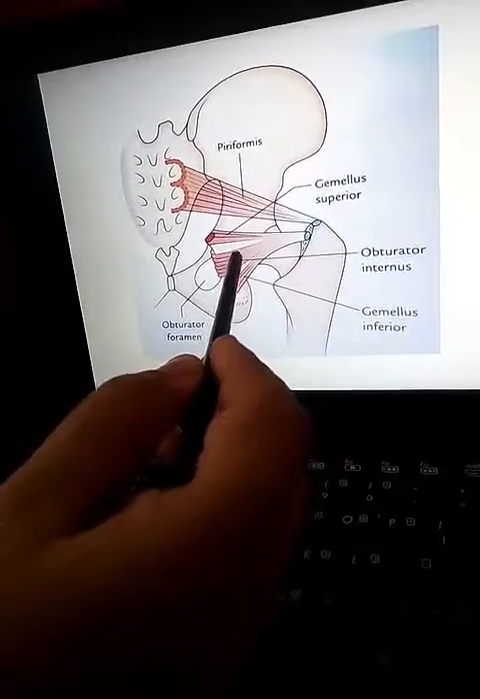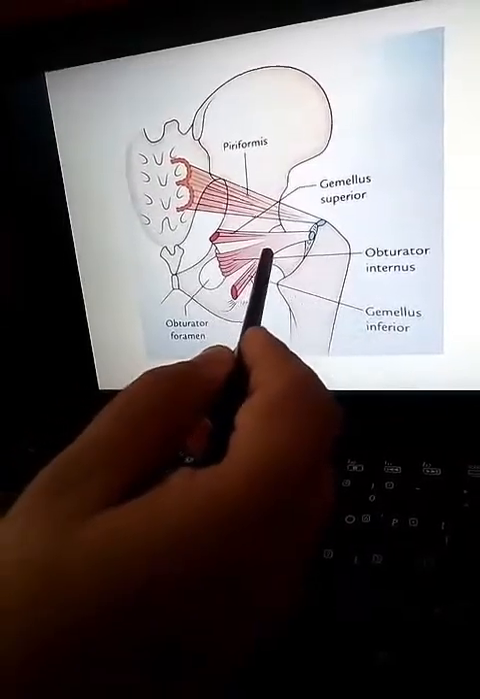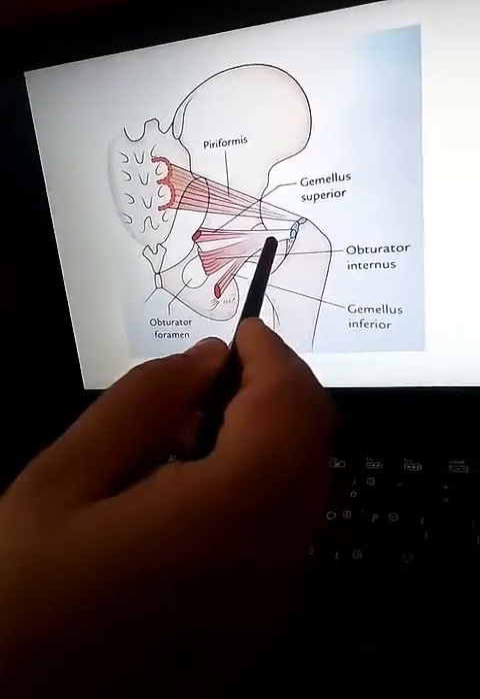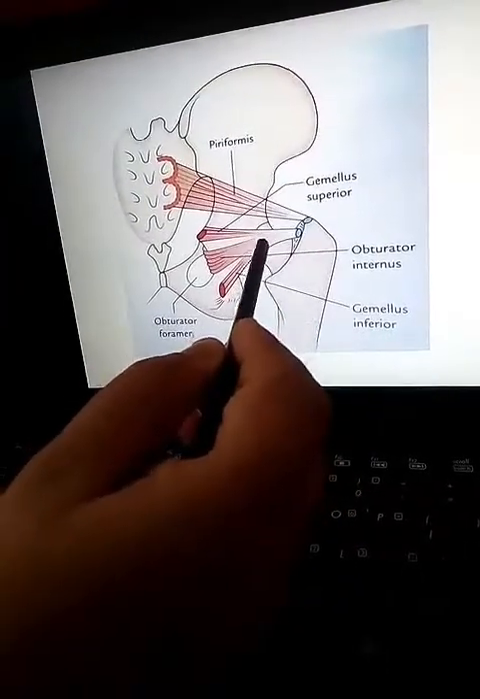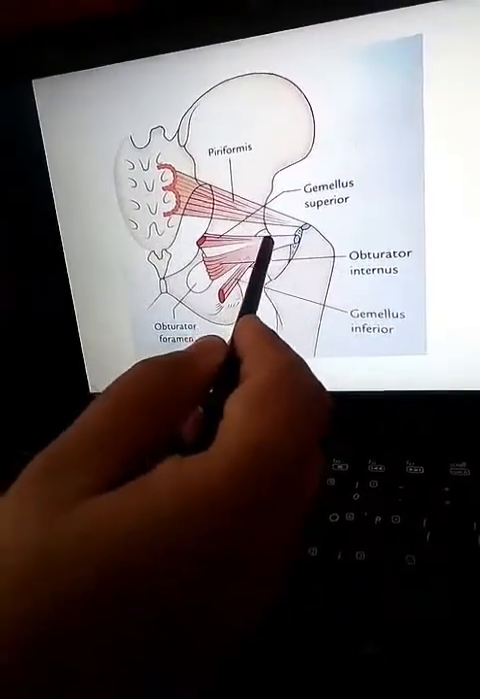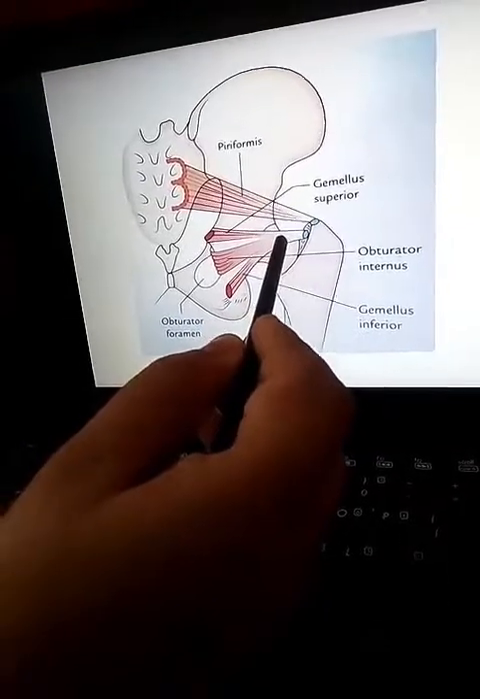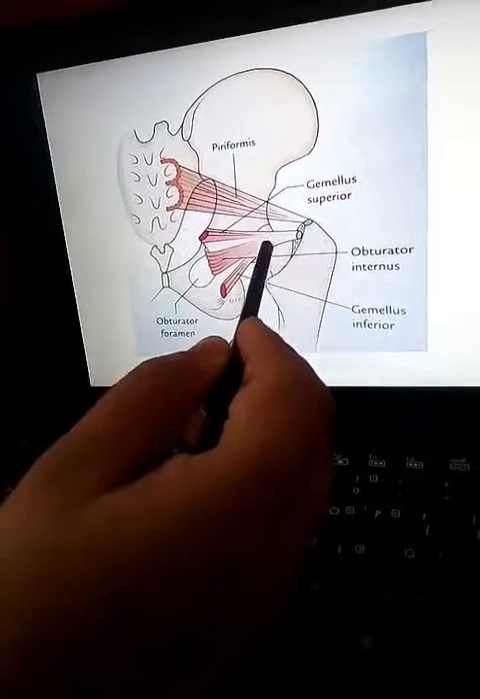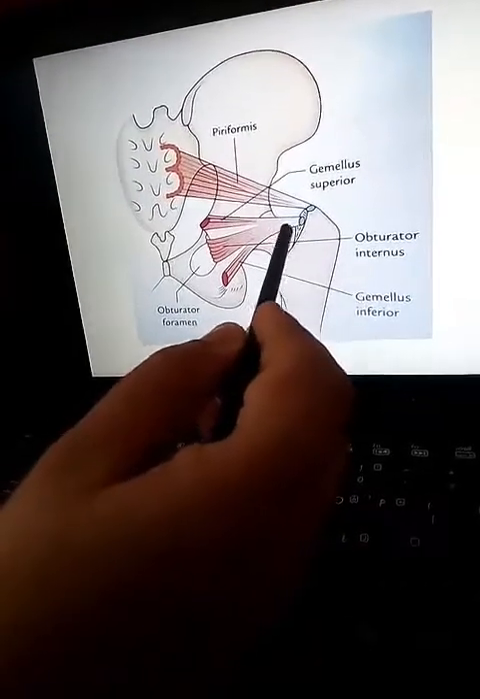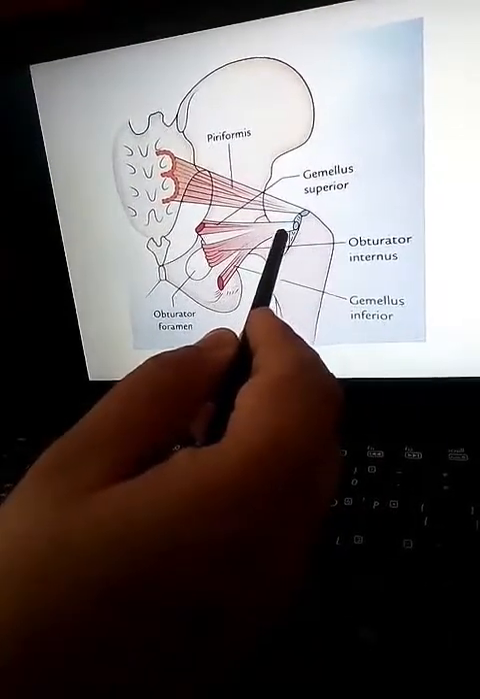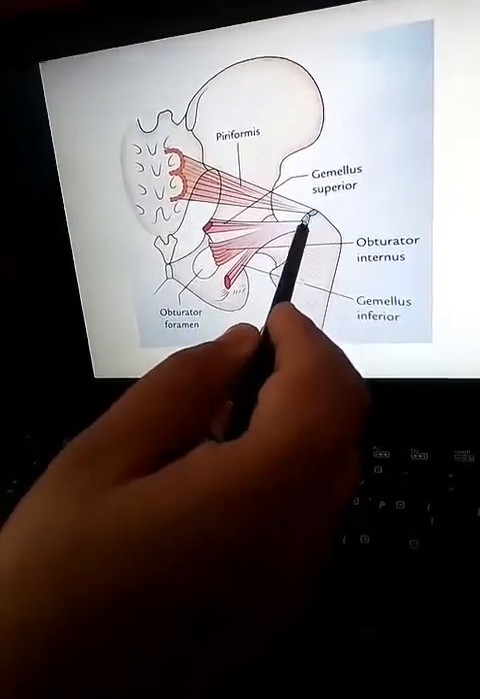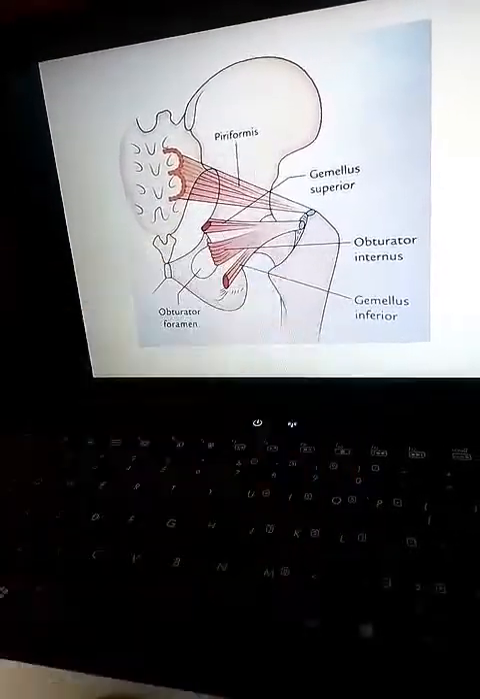Its fibers converge posterior-inferiorly to form a strong tendon that hooks around the lesser sciatic notch and crosses the posterior aspect of the hip joint to be inserted onto the medial surface of greater trochanter.